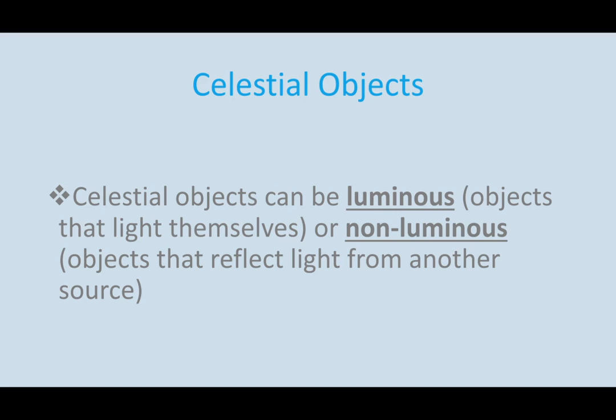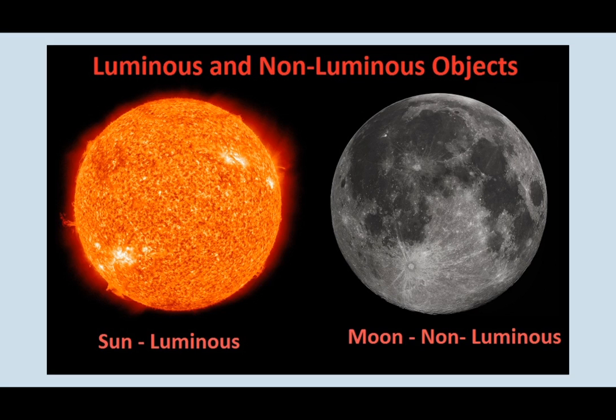The celestial objects can be broken down into two categories: luminous, which means that they light themselves, or non-luminous, which means that they reflect light from another source. An example of a luminous object would be the sun or stars, because they're producing their own light. A non-luminous object would be the moon. It doesn't produce any light. It looks bright, but that's only because it's reflecting the light from the sun.